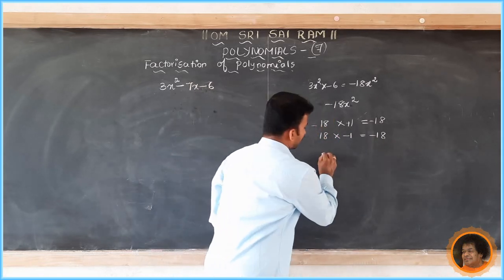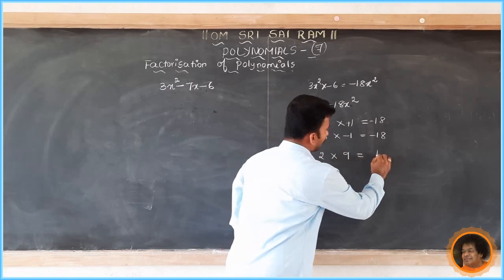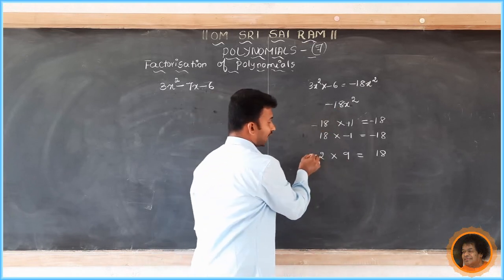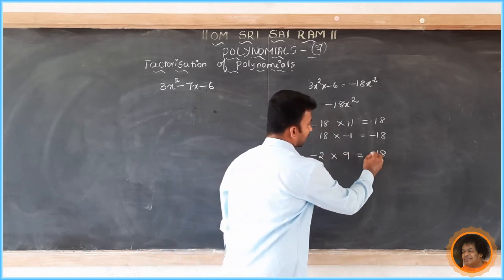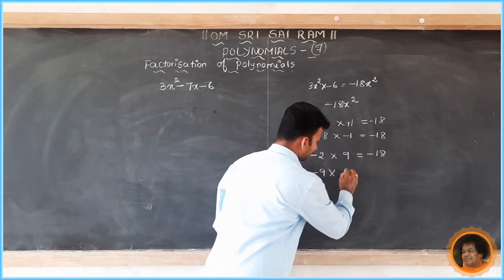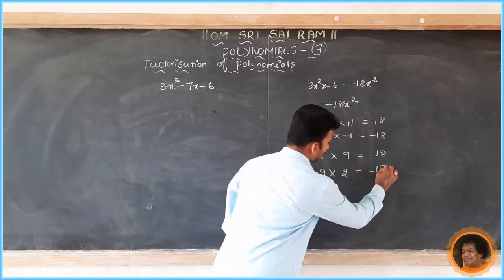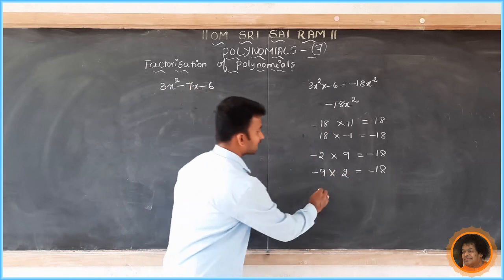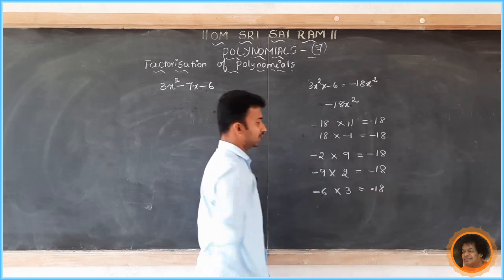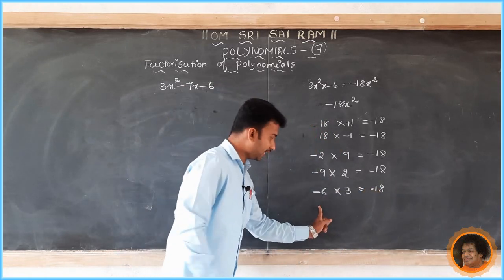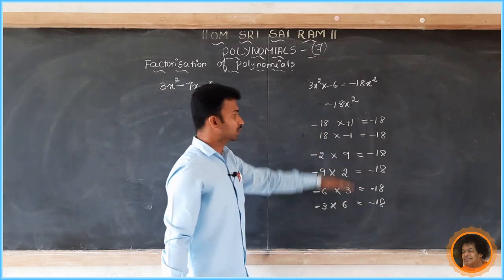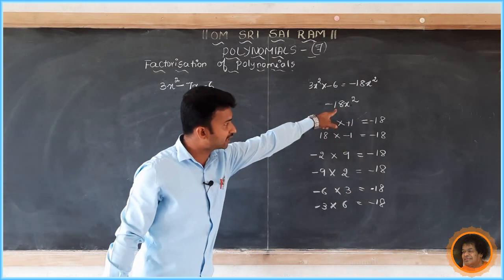Next, 2 into 9 is equal to 18, but we need it with the negative. We can write minus 2 into plus 9 is equal to minus 18, or minus 9 into plus 2 is also minus 18. Next, 6 into 3 is also 18. Minus 6 into 3, or minus 3 into 6, is equal to minus 18. So these are the possible factors of minus 18.